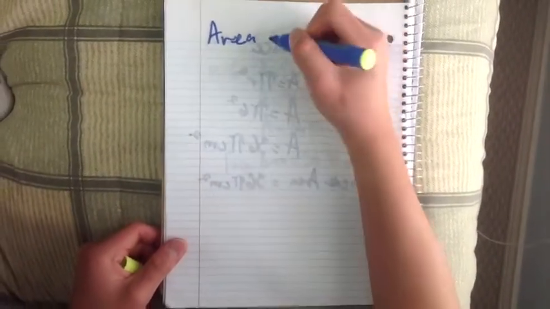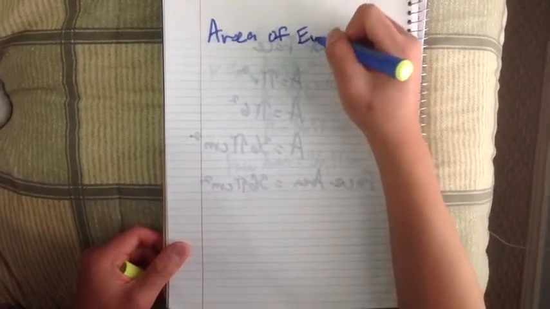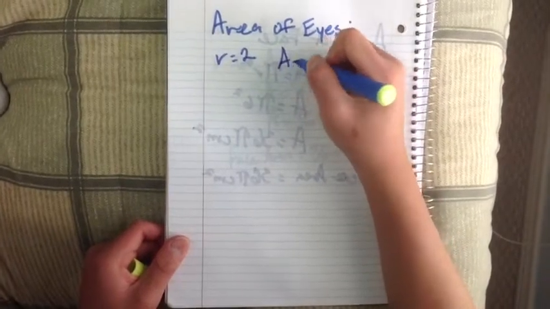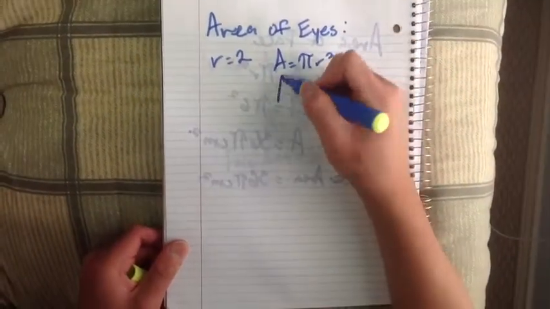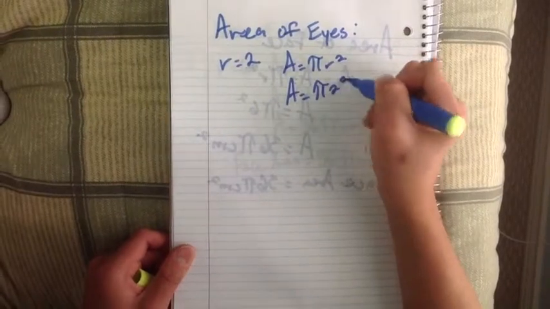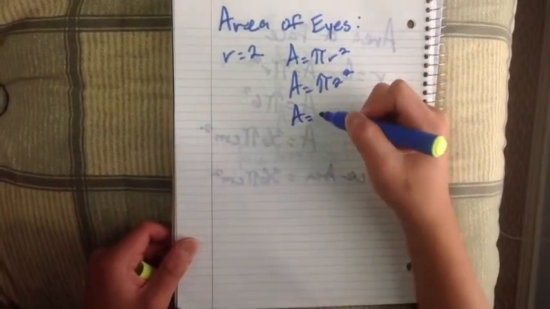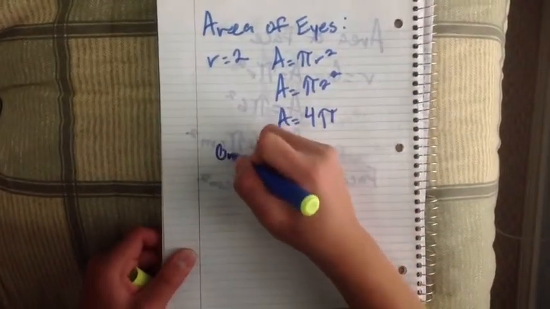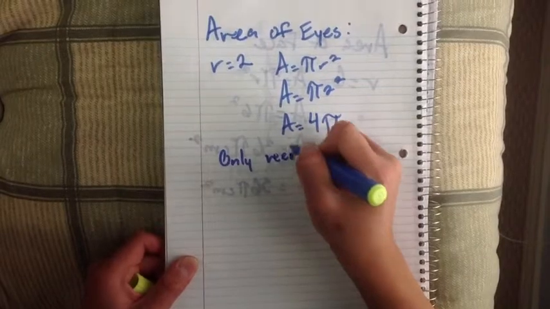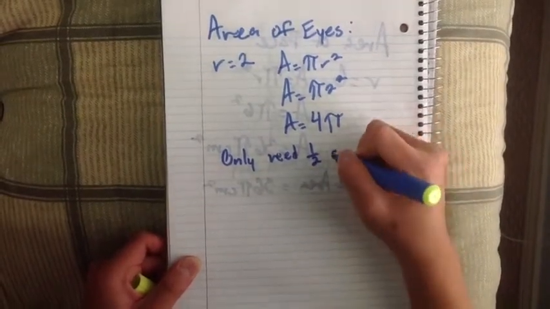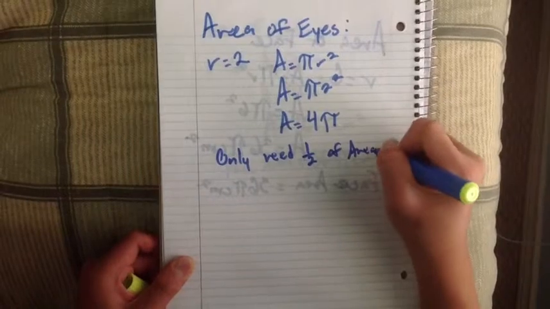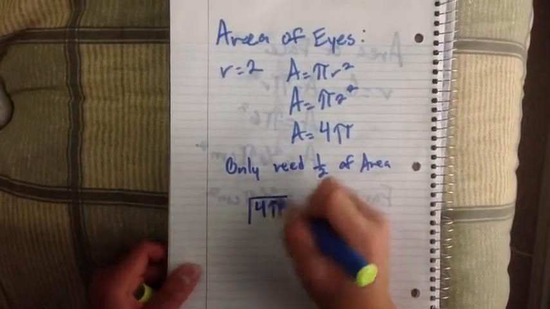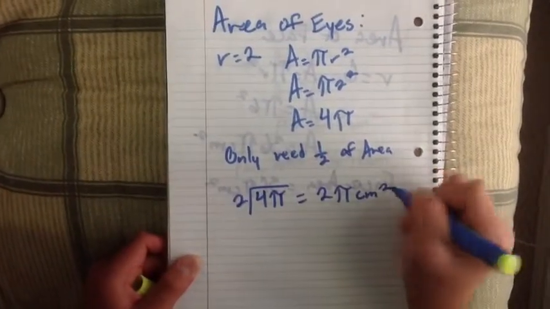So now let's find the area of Andy's eyes for eyeshadow. The radius is 2 centimeters, and the formula for area is pi r squared. So let's plug the radius in. The area equals pi 2 squared, and the final answer is 4 pi. So the area of Andy's full eye is 4 pi centimeters squared, but we only need 1/2 of the area because only half of his eye is going to be covered with eyeshadow. So we divide 4 pi by 2 and get 2 pi centimeters squared.